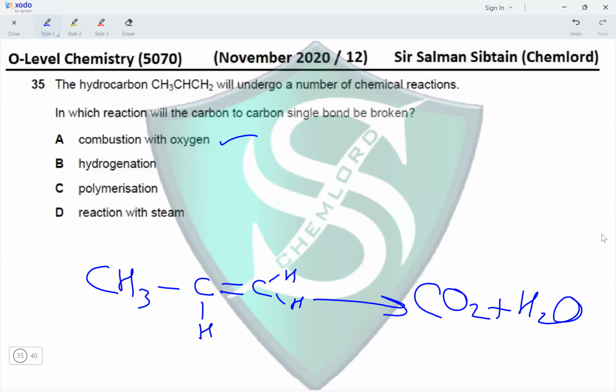Hydrogenation will result in the double bond being broken and two single bonds being formed. So no. Polymerization will also result in the double bond being broken and two single bonds being formed. So no. And reaction with steam will also result in the double bond being broken and two single bonds being formed. So this makes option A the correct option for this question.